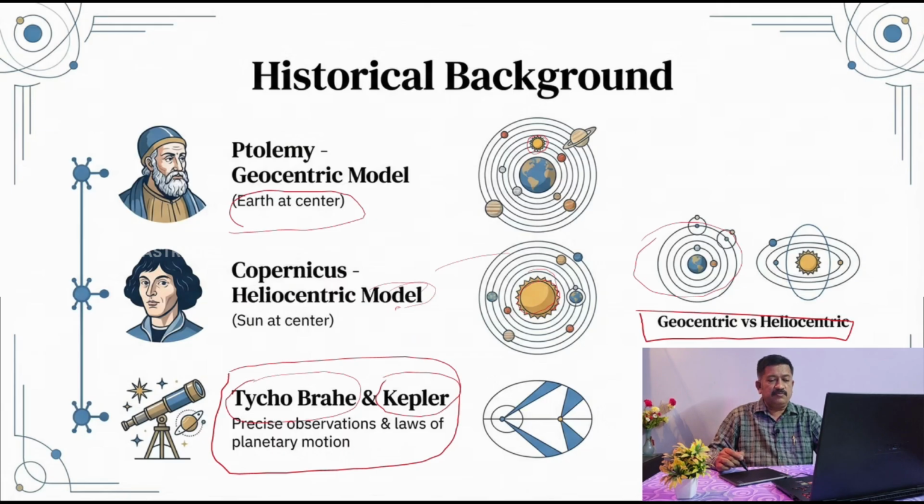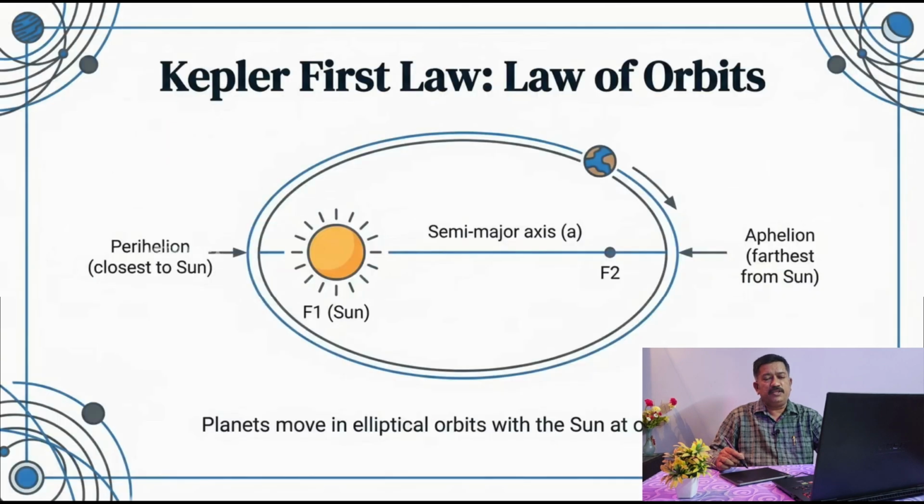Next, we are going to see Kepler's laws of planetary motion. This is a very important part, and mostly 2-mark or 3-mark questions can be asked from it. These things are very essential from the exam point of view. Kepler's laws of planetary motion are of 3 types: first law, second law and third law. The first law is called the law of orbits, the second the law of areas, and the third the law of time periods. So look at this diagram.